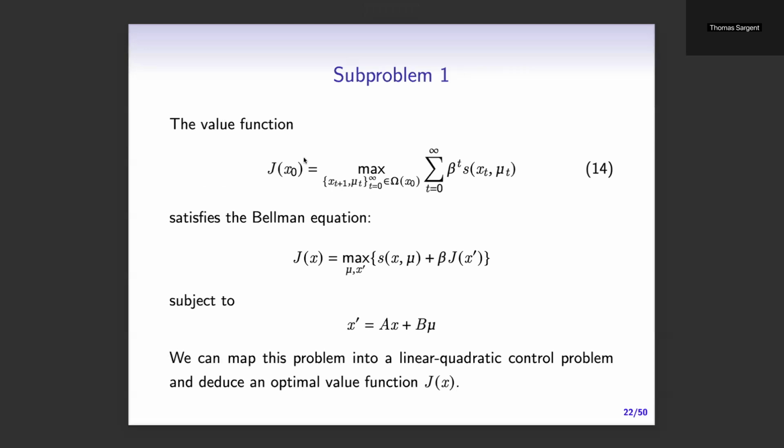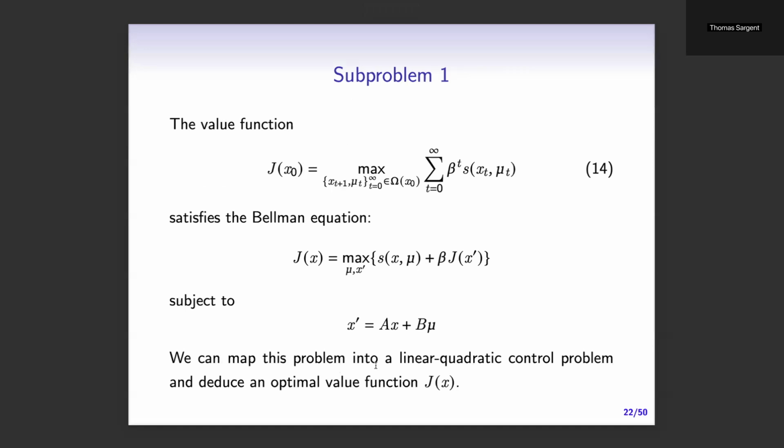I'm kind of abusing notation. Instead of calling it j of theta 0, I'm going to call it j of x0. Of course, x0 is just a constant 1 and theta 0. So there's my max problem, and there's my Bellman equation.